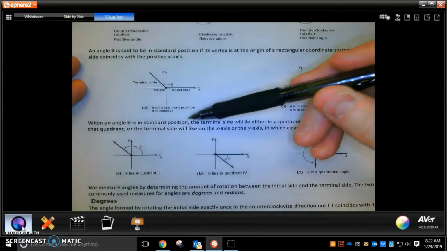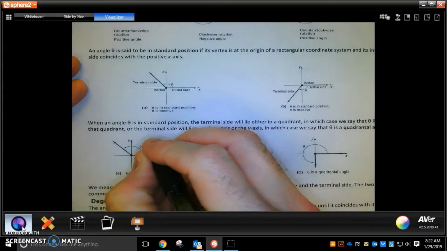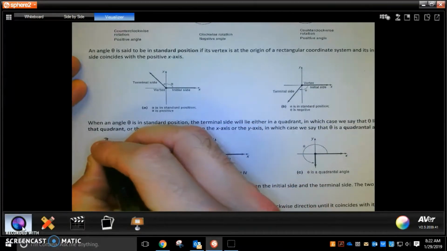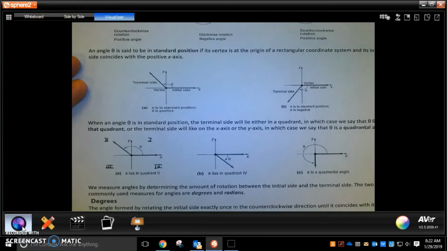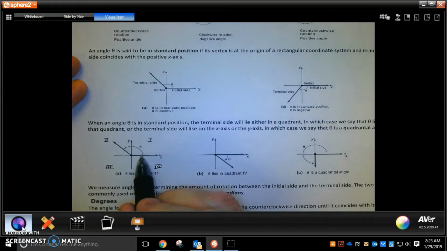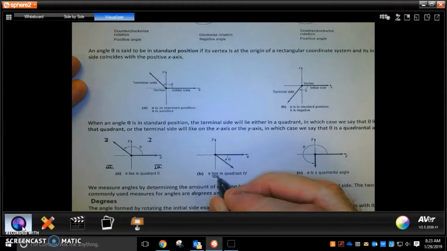When an angle is in standard position, the terminal side will lie either in a quadrant, so you've got quadrants 1, 2, 3, and 4. And if that's the case, we say that theta lies in that quadrant. So this is an example where we say that the angle is in quadrant 2. I know that most of the angle is in quadrant 1, and it just kind of ends in quadrant 2, but that's how we say that. This angle is in quadrant 4, or lies in quadrant 4.